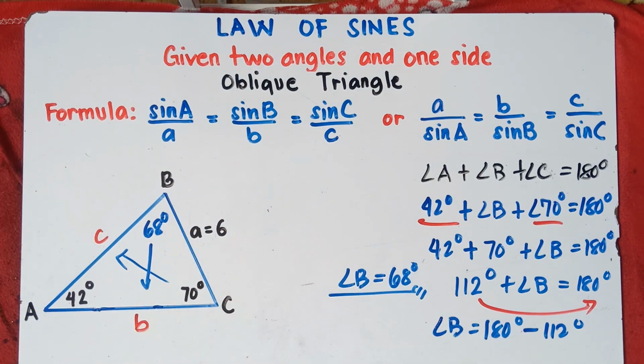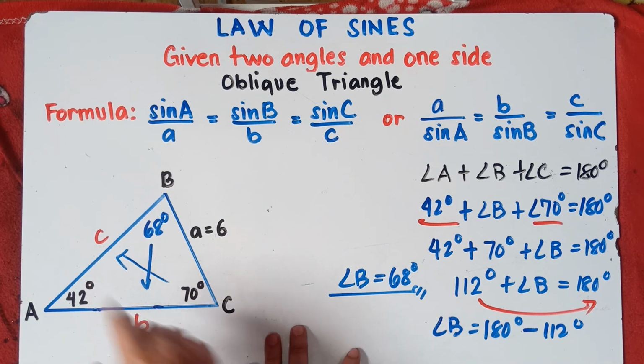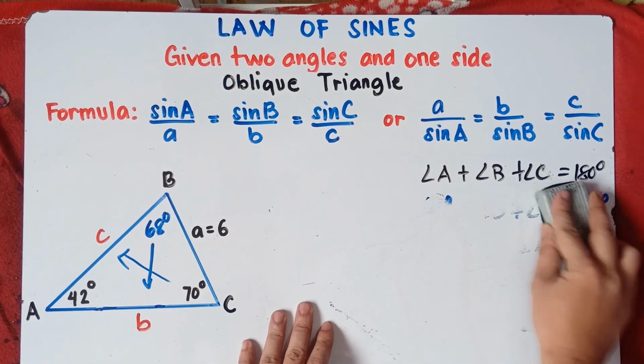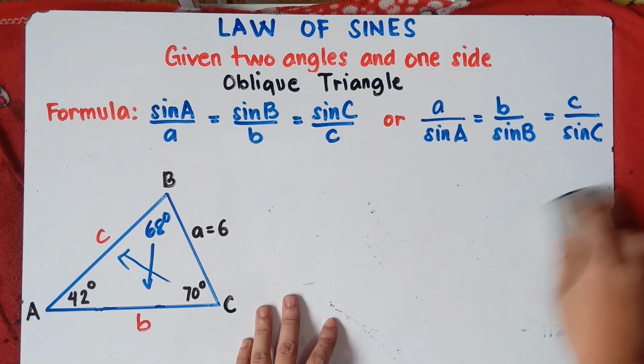Alright, so therefore, we need to find side B and side C. We already have angle B, that is 68. Let's find side B and side C. Once again, class, you can use this one or this one. So let's use this one, class.